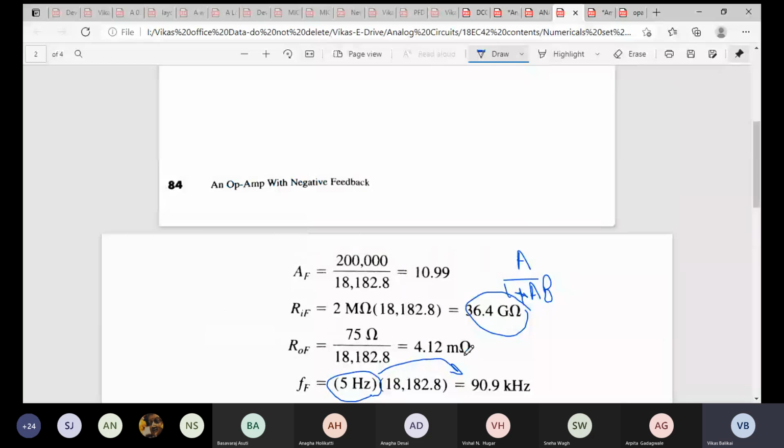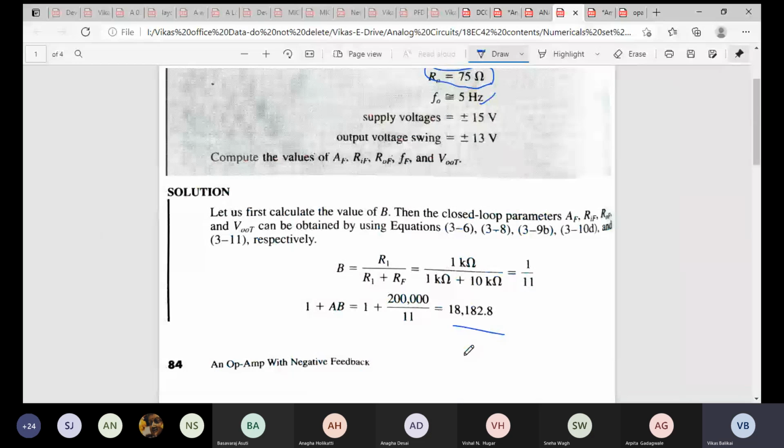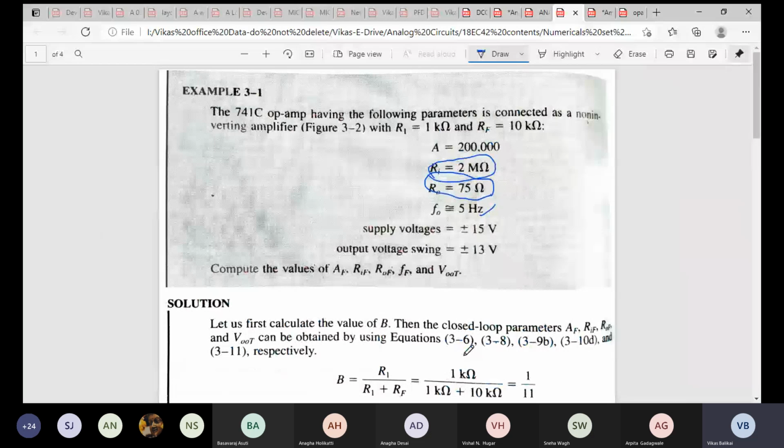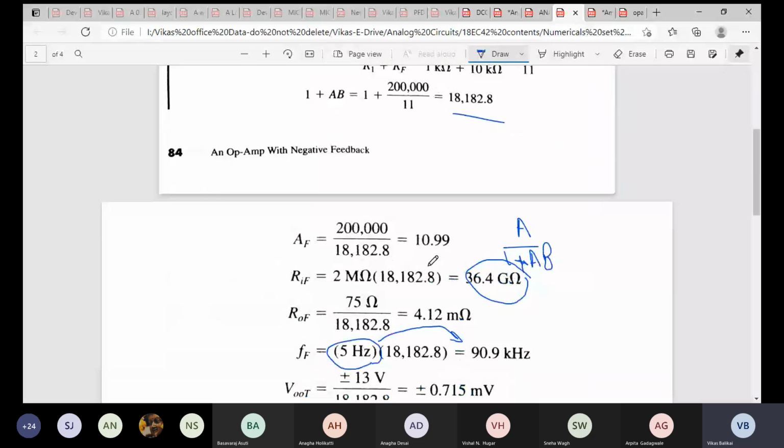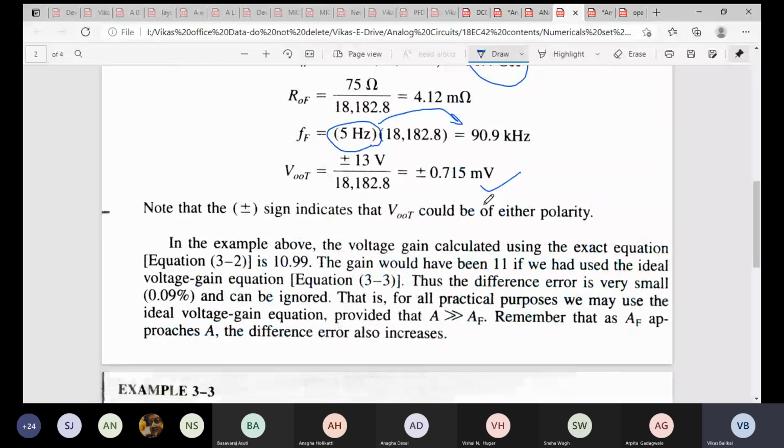And finally, the output offset voltage, whatever he has told you to calculate, this was what I was mentioning, the total output offset voltage. The formula was V sat divided by 1 plus A beta. You can substitute that as well and figure it out, though this concept is not there in your syllabus, but you can just remember. And plus or minus indicates this could be of either polarity. Now, he gives one small note over here.